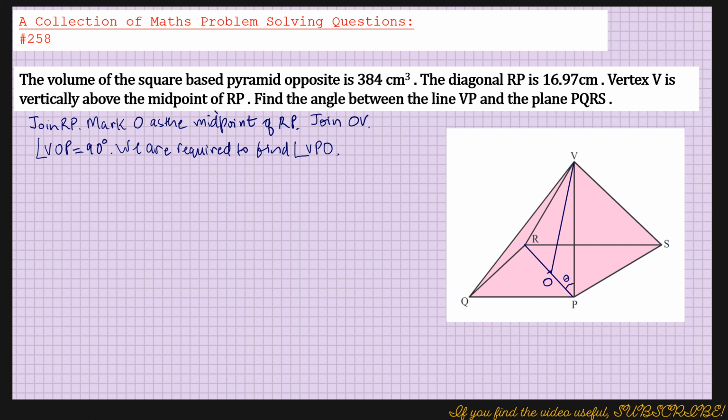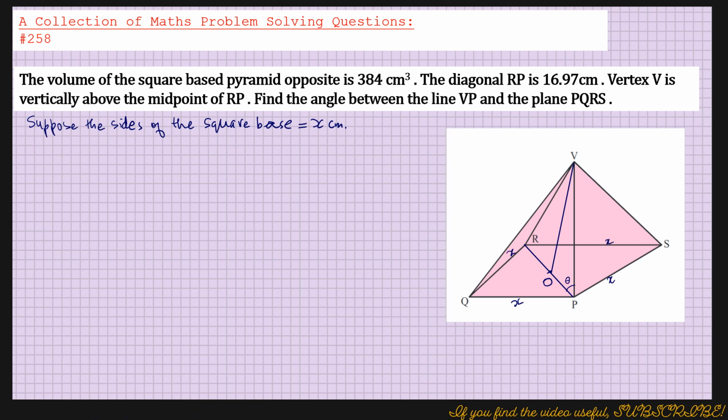So how do we proceed? The first thing we are going to do is to assume that the sides of the square base of this square-based pyramid, which doesn't really look like a square but it doesn't matter since it's not drawn to scale, are x centimeters.